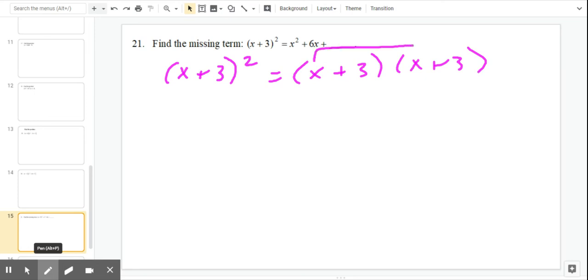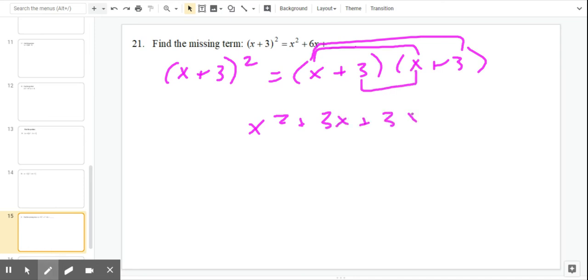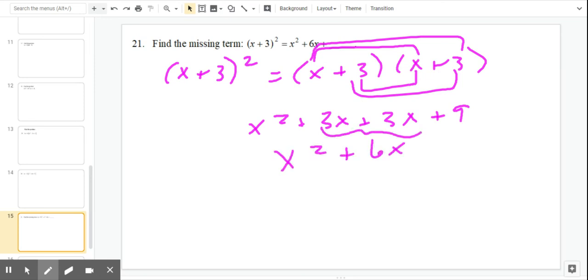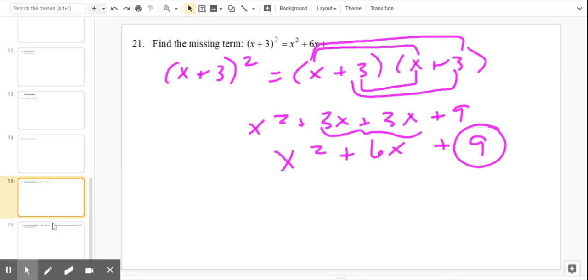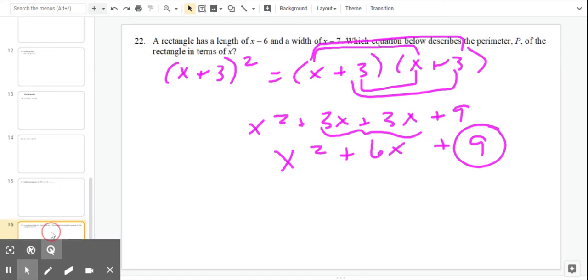So we do our first, x squared, outer 3x, inner 3x, last is 9. So they're only asking us for the last term here. They gave us the x squared plus 6x, which you get from these two. So they just want the 9. So the last term is 9. So that's the missing term. So really the only trick to this one is knowing that you need to FOIL. You can't just distribute the squared. So I kind of like that question.